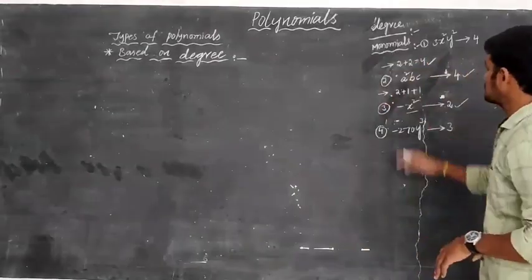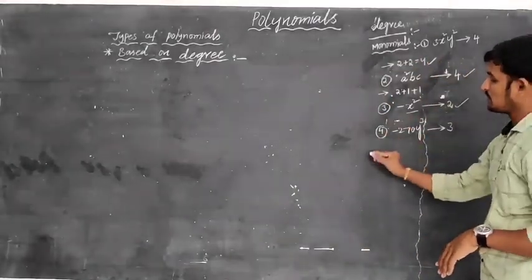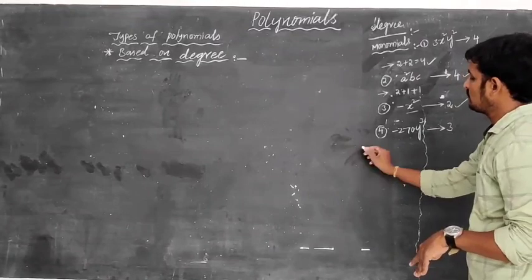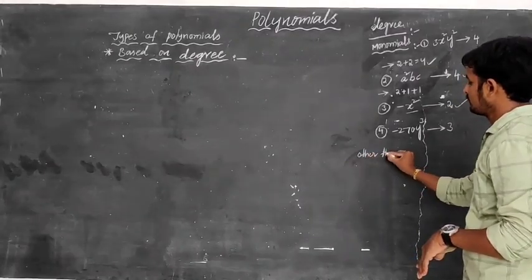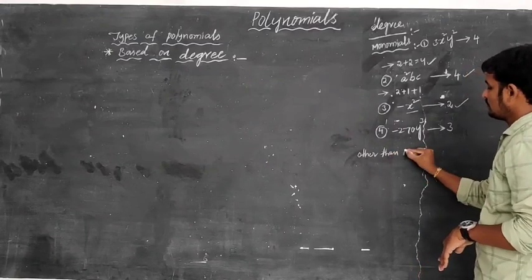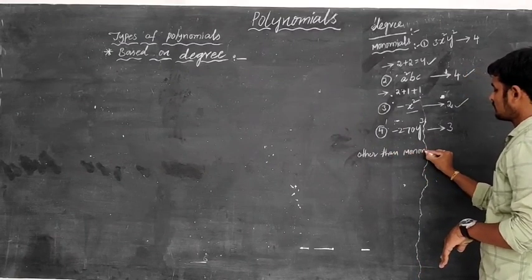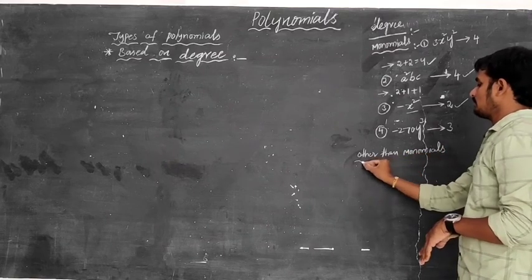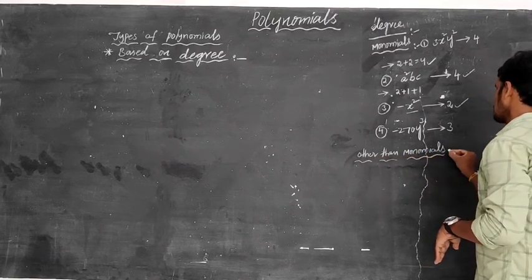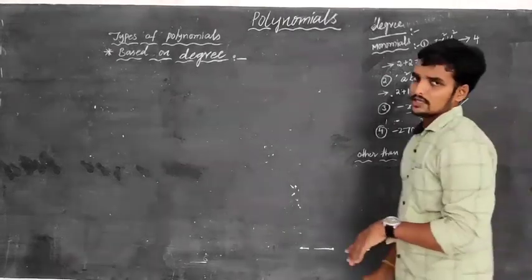Now we can discuss other than monomials. Simply, other than monomials means either binomials or trinomials or multinomials.